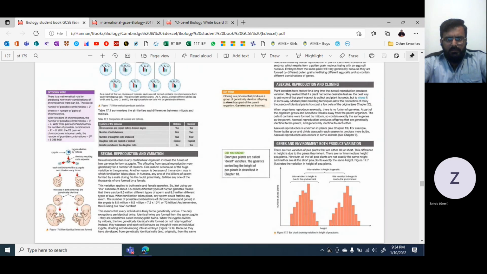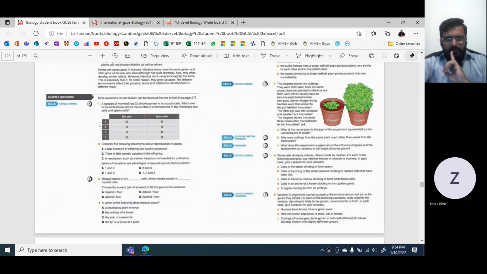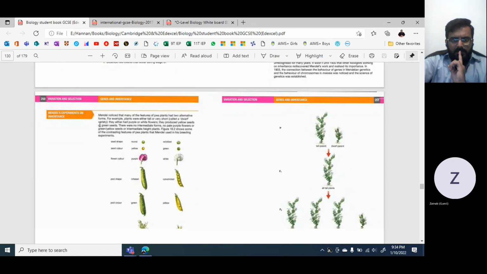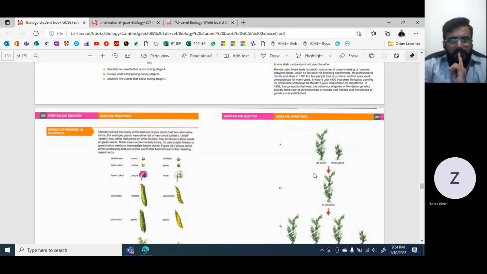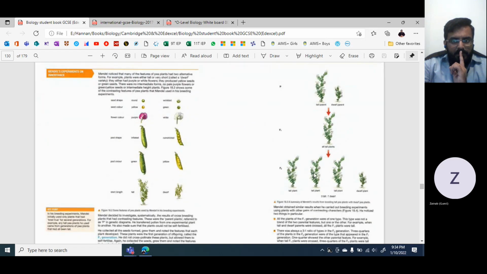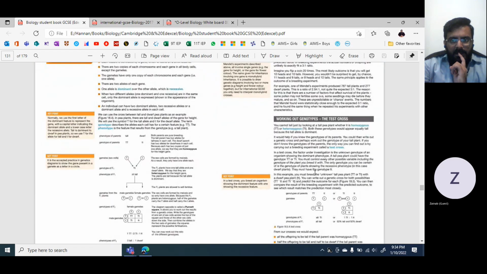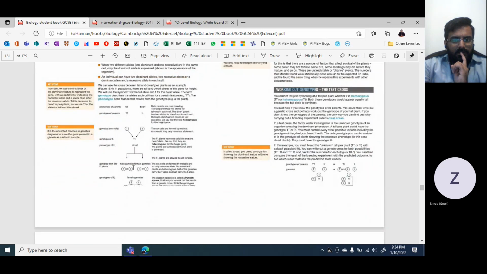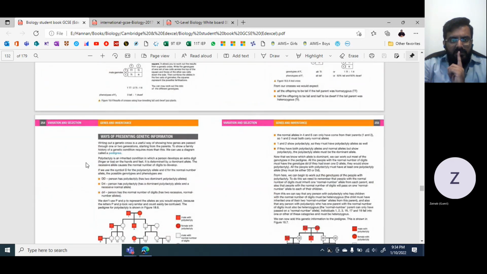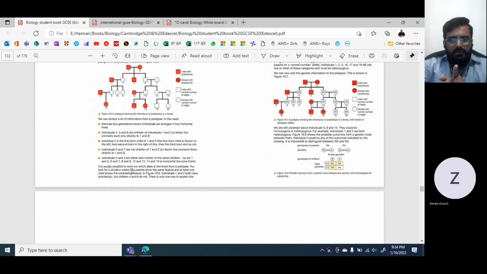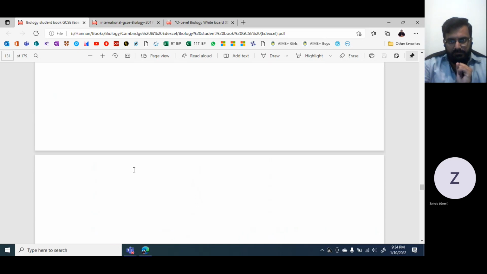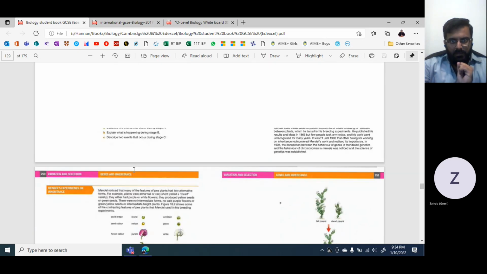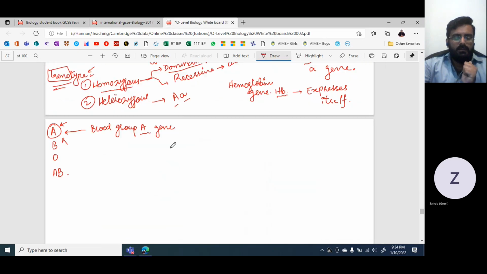Let me go through the book. Give me some time, please. This is Gregor Mendel. Then this experiment, inheritance, now genotypes. This is monohybrid cross, monohybrid cross. Ways of presenting genetic information, pedigrees. Codominance. Yes, this is... okay. Okay.